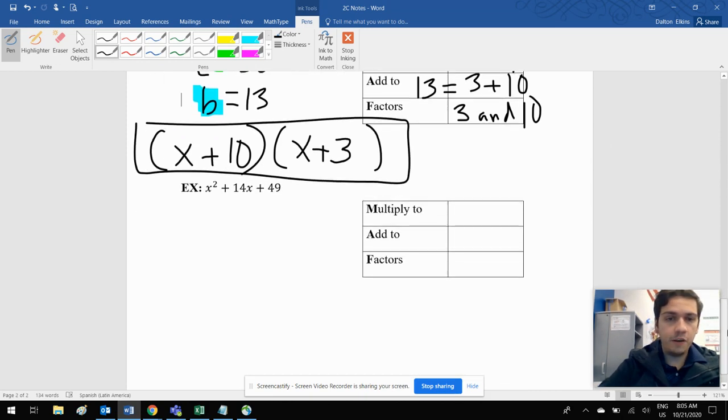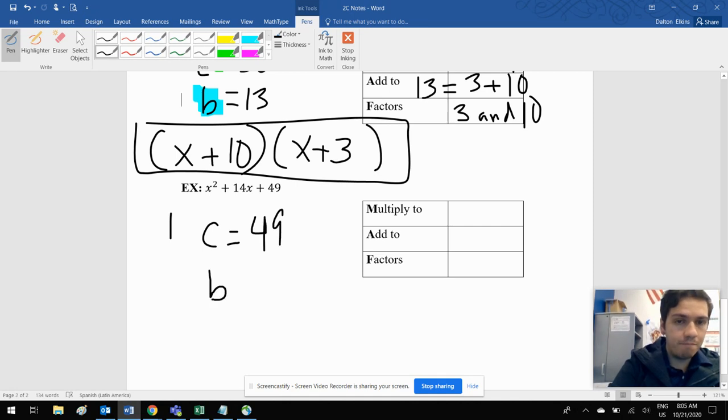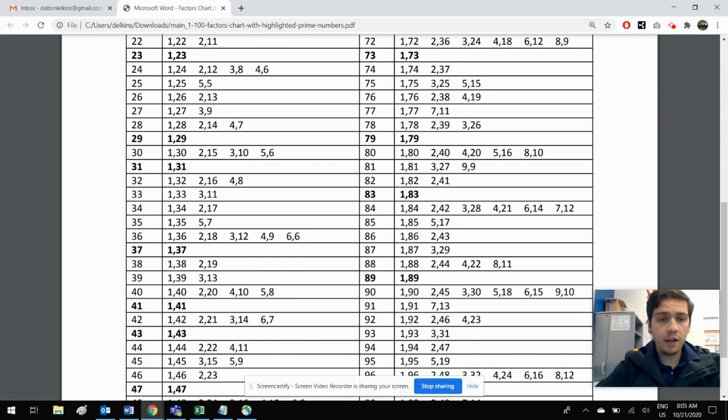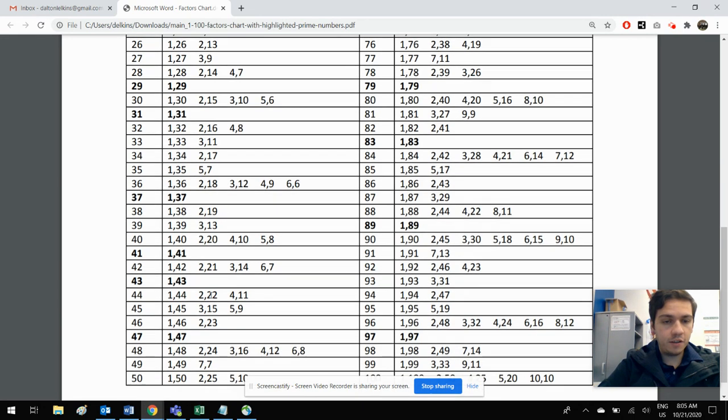One final example here. We have x squared plus 14x plus 49. C here is equal to 49. B here is equal to 14. So I want numbers that multiply to 49 but add to 14. So let's go ahead and look at our 49 over here.